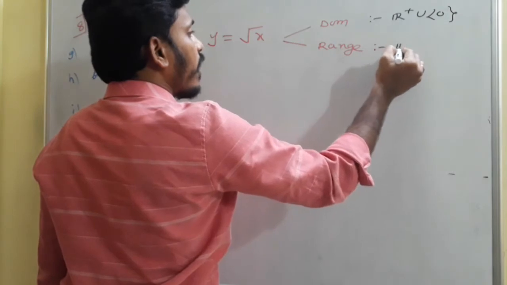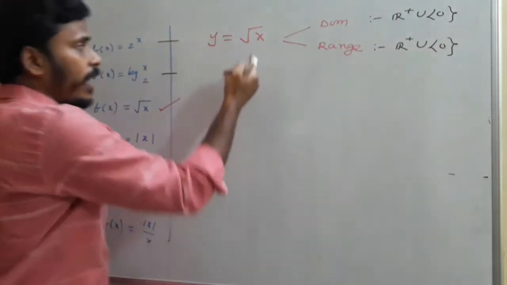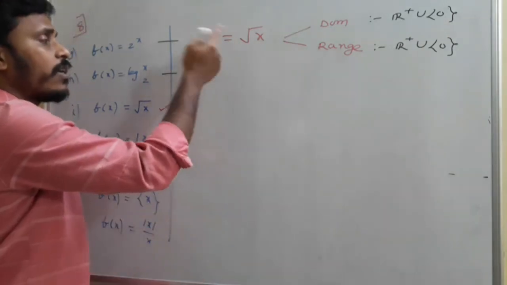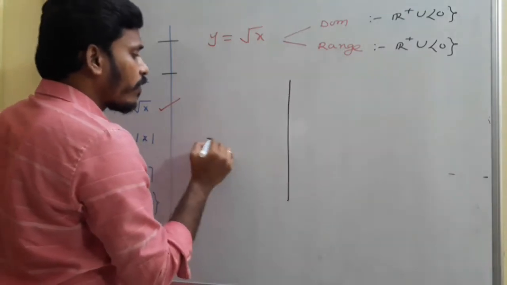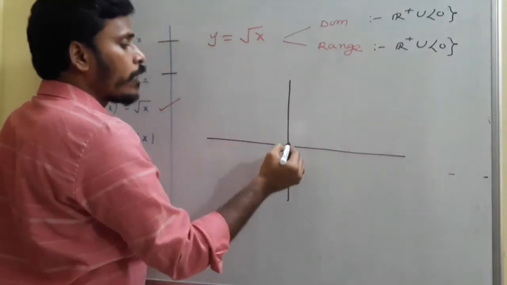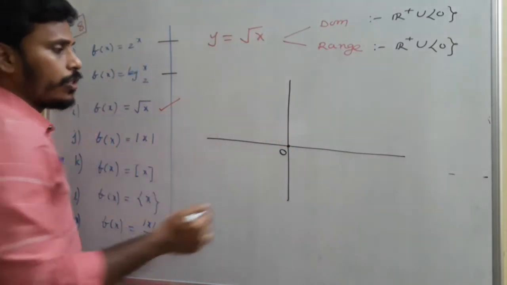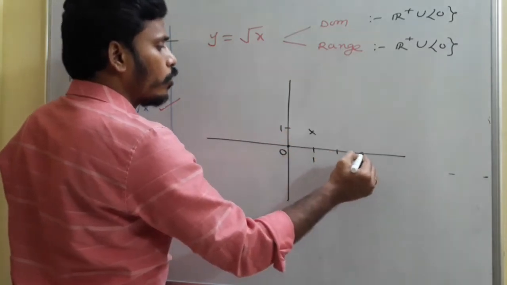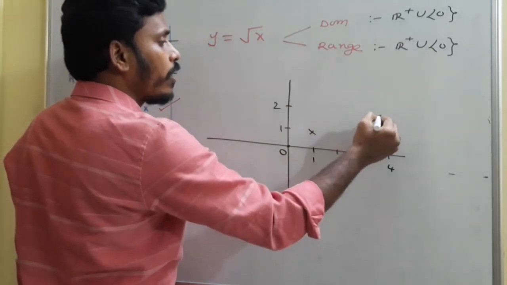Whereas the range is also all positive real numbers along with 0. x can't take any negative number, and it won't give you a negative number. When you wish to sketch the graph, it will be like this. Take x = 0, root 0 is 0. If x = 1, root 1 is 1. Then 2, 3, 4. If x = 4, then the value of y is 2.